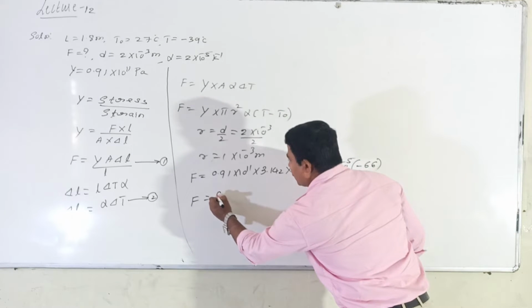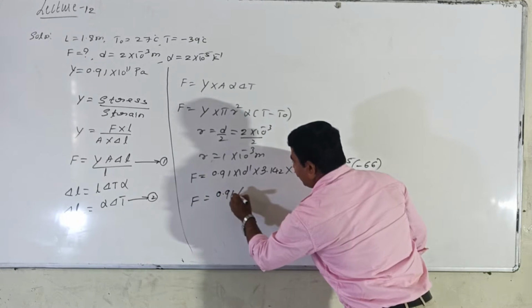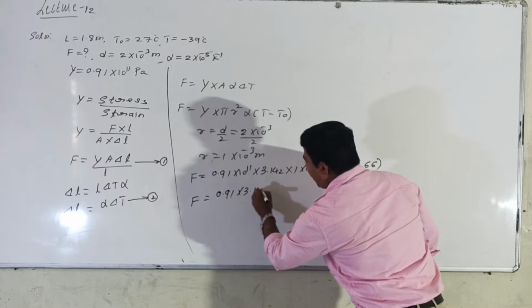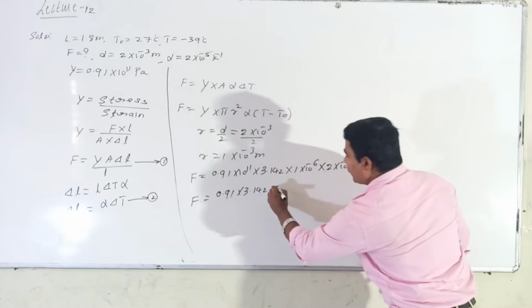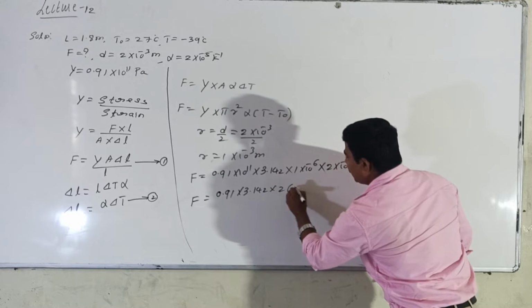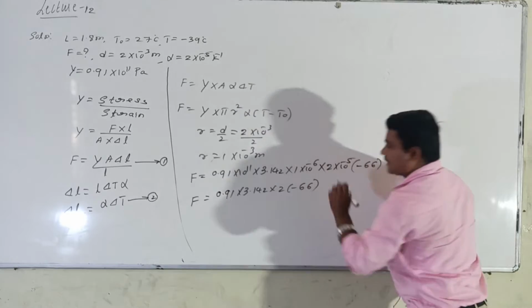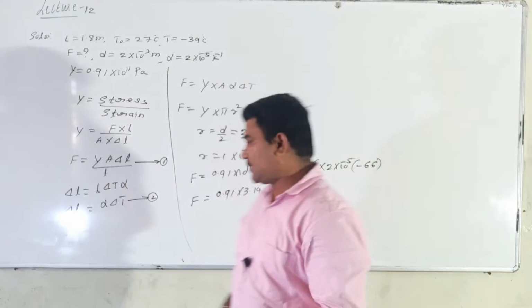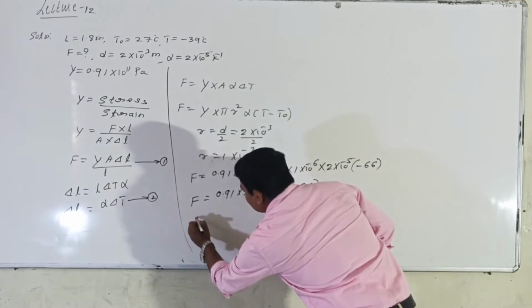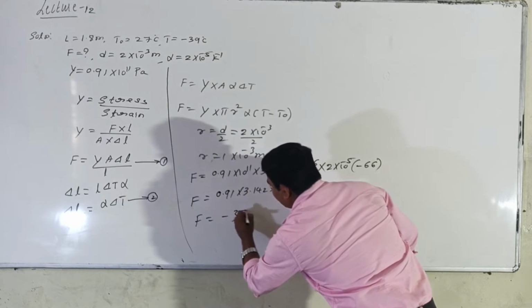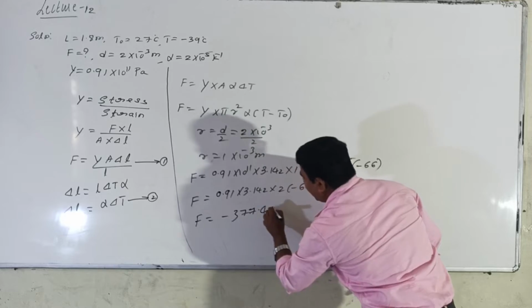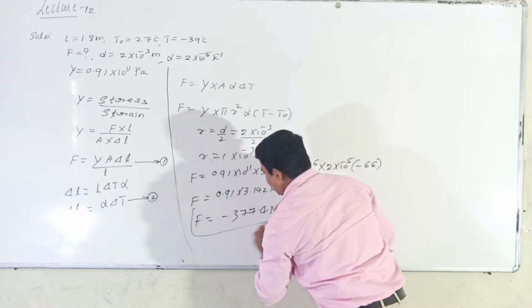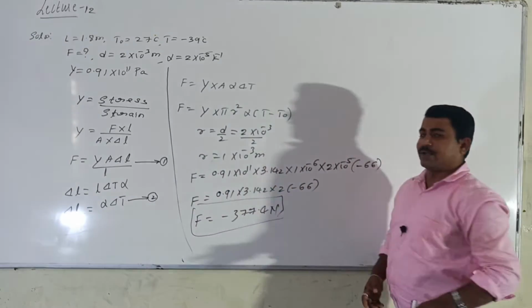Now take 0.91 into 3.142 into 2 into minus 66. Calculating all the values, you get the force developed equal to minus 377.4 Newton. This much thermal force is developed.